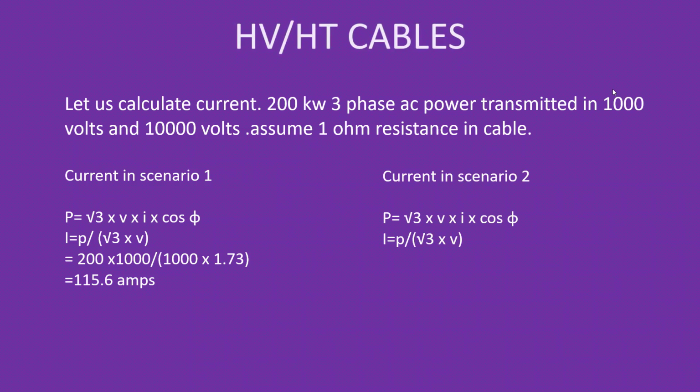In scenario 2, the transmission voltage is 10,000 volts. The equation will remain the same: I equals P divided by root 3 into V. So our power is the same.